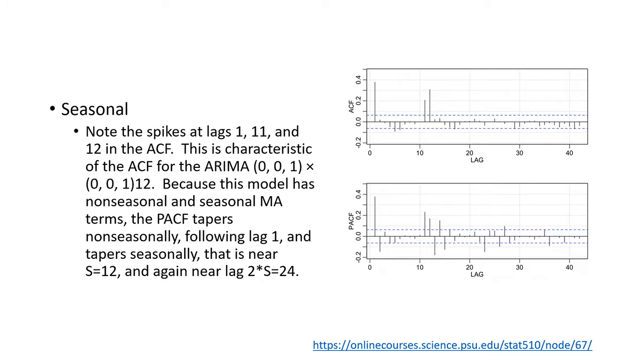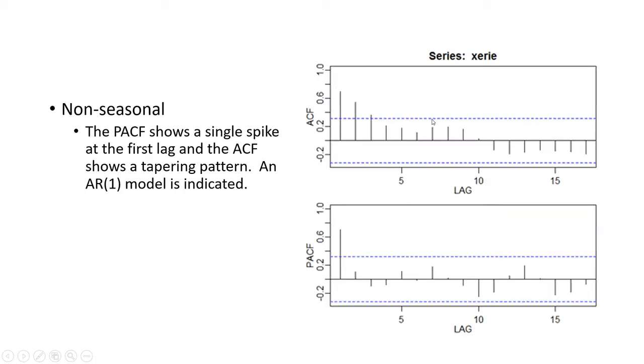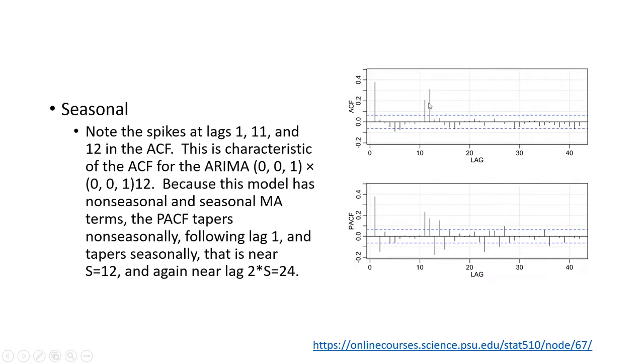So it means that there is seasonality there, right? Unlike this one, this is just decreasing. This one you have spike, spike, spike. This one has no spike, it's just a spike and then it decreases. Here there is a spike, it decreases, and spike again. So there is seasonality there. Because this model has non-seasonal and seasonal MA terms, the PACF tapers non-seasonally following lag 1 and tapers seasonally. Okay, we won't spend time on that.